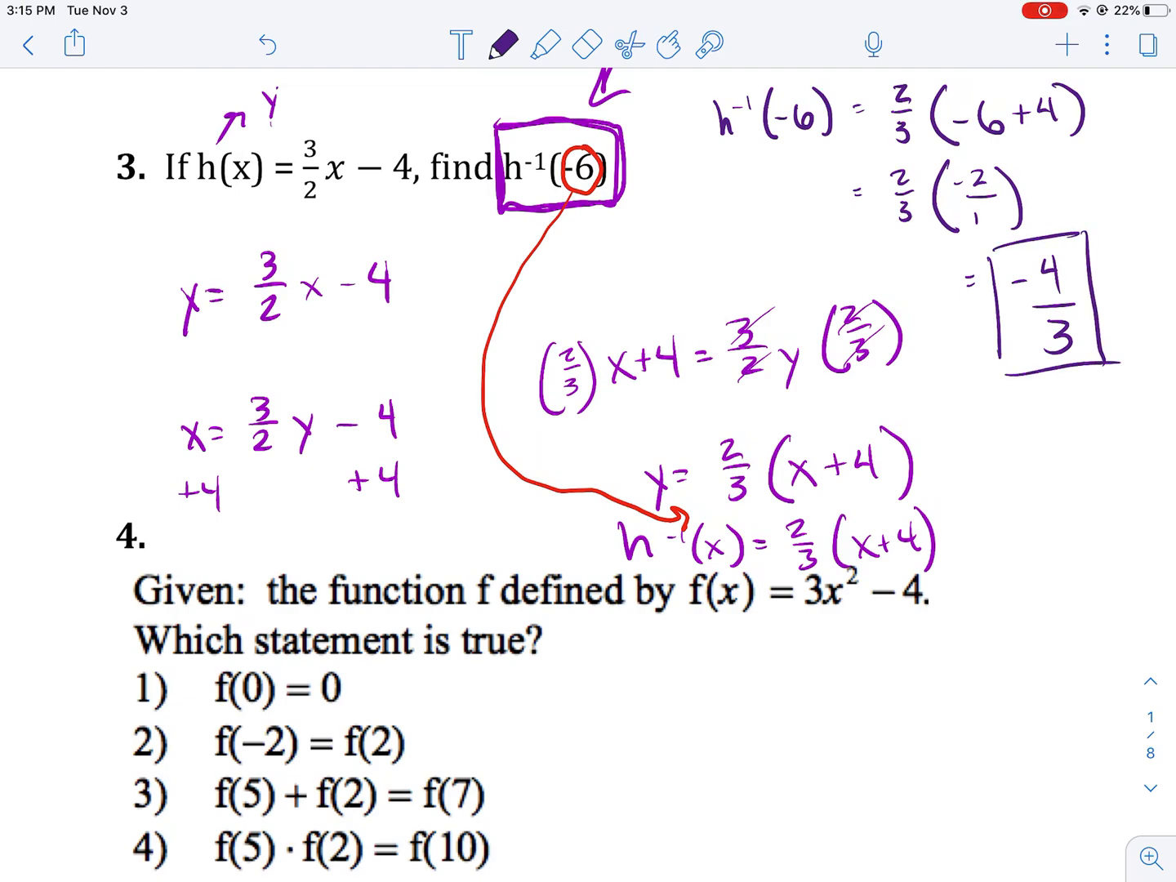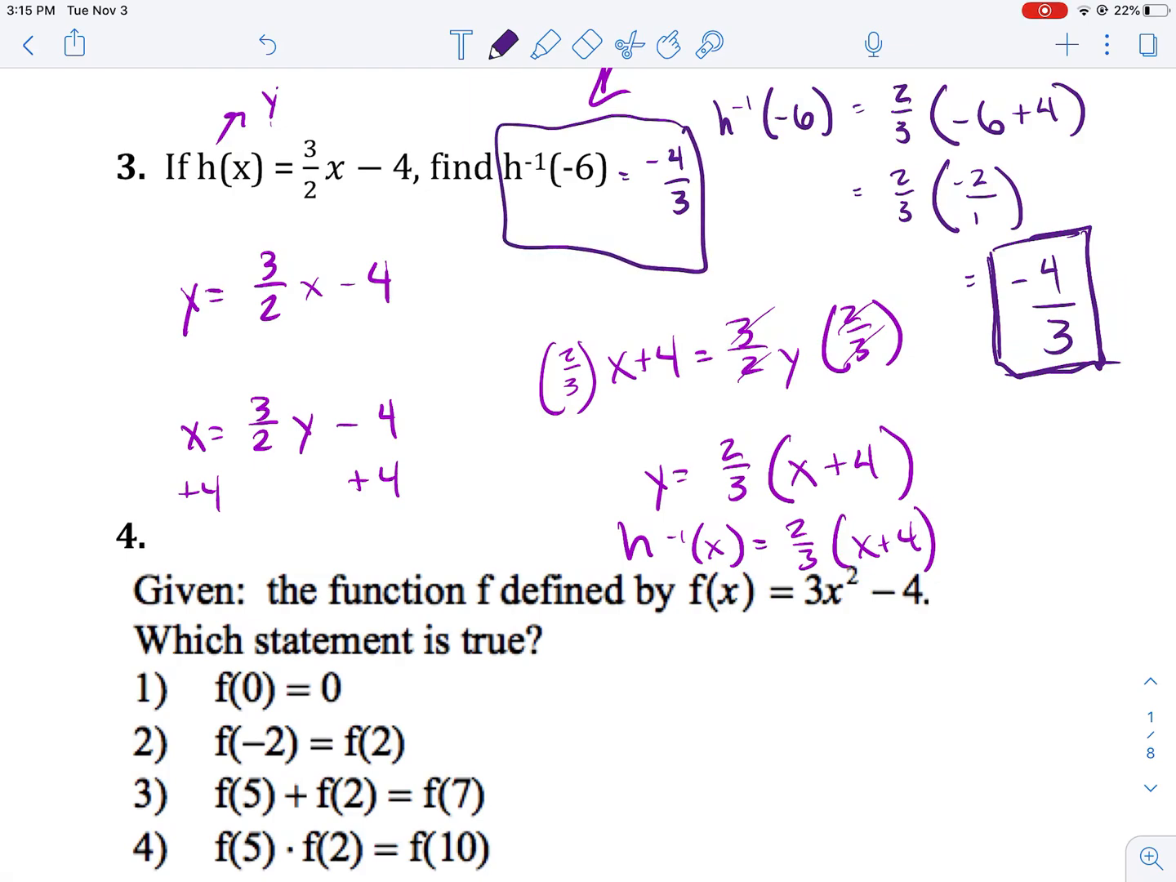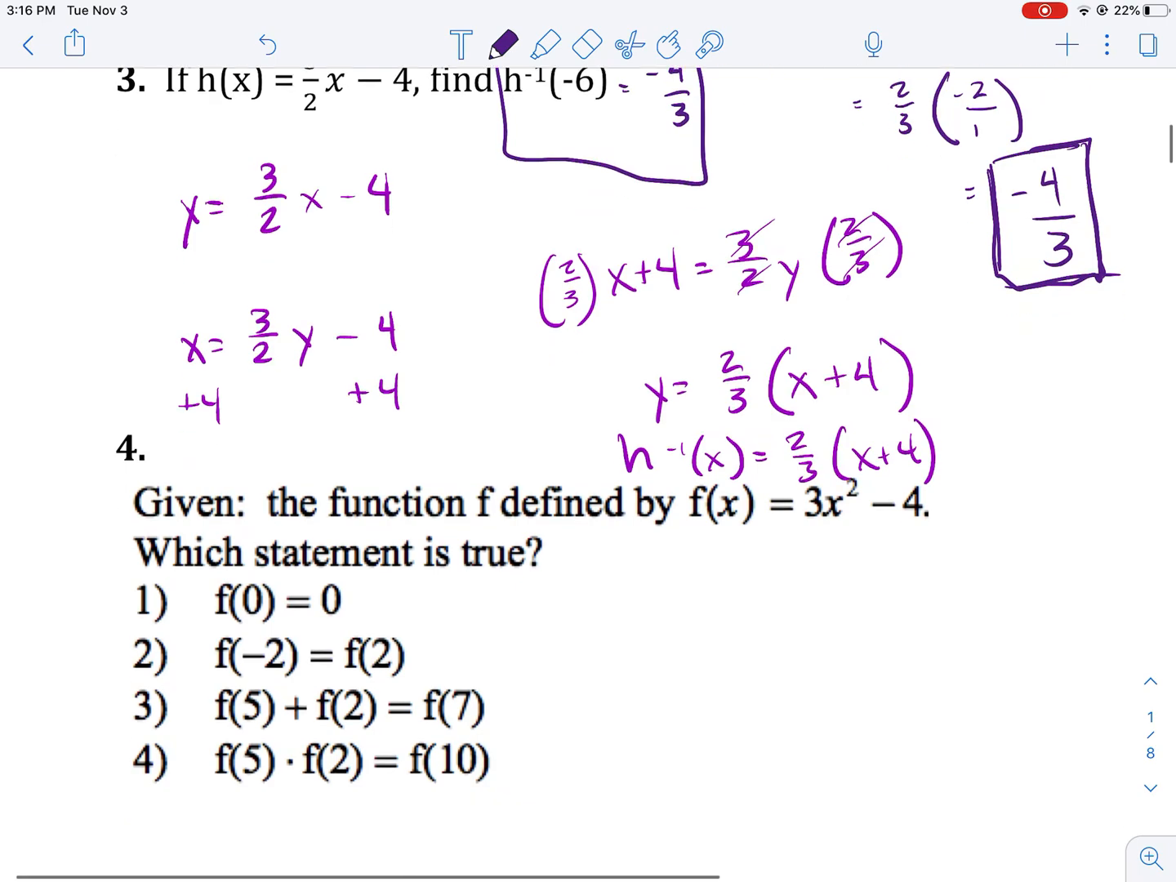So when our input for our inverse of h function is -6, our output is -4/3. Okay, that's our answer. All right, let's keep going.